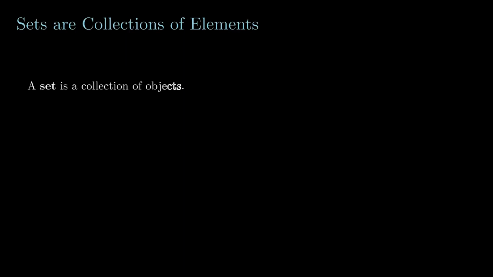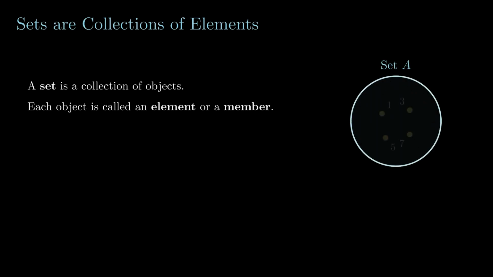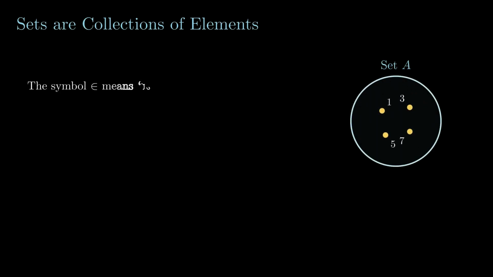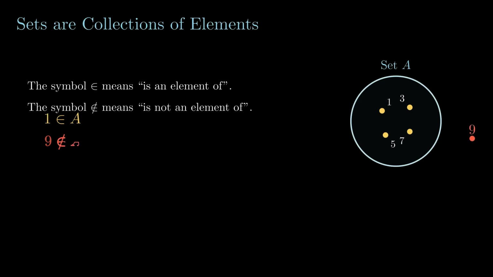A set is a collection of objects. Each object in the set is called an element or a member. You use the symbol epsilon to show that something is a member of a set. The symbol means the opposite, it is not a member of.